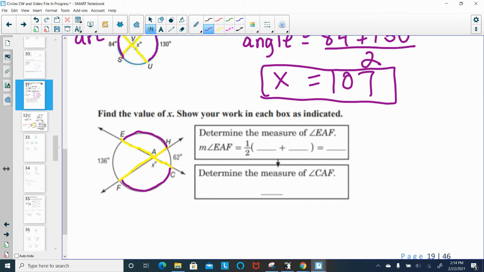But I have a problem here. And my problem is that I don't have any arc measures. I mean, I do. I have the 62 and the 136, but those don't go with my angles and my arcs. So I have a little bit of a problem here. But let me show you what the 136 and the 62 are helpful with. I can find this angle or that angle. Those are vertical pair buddies.